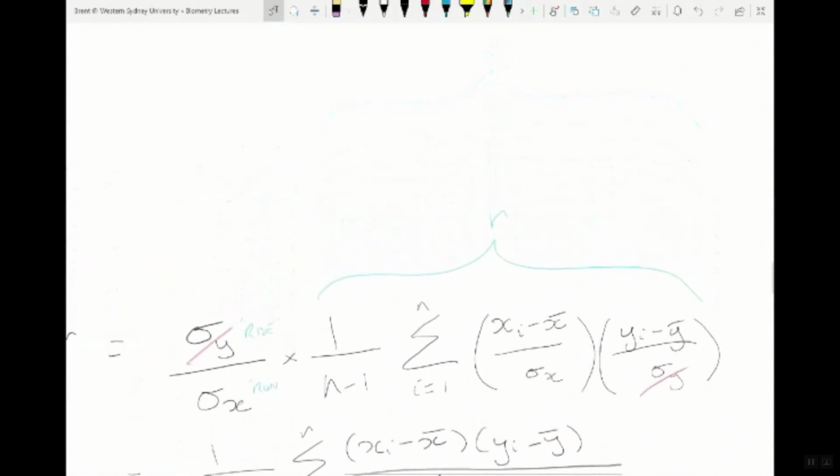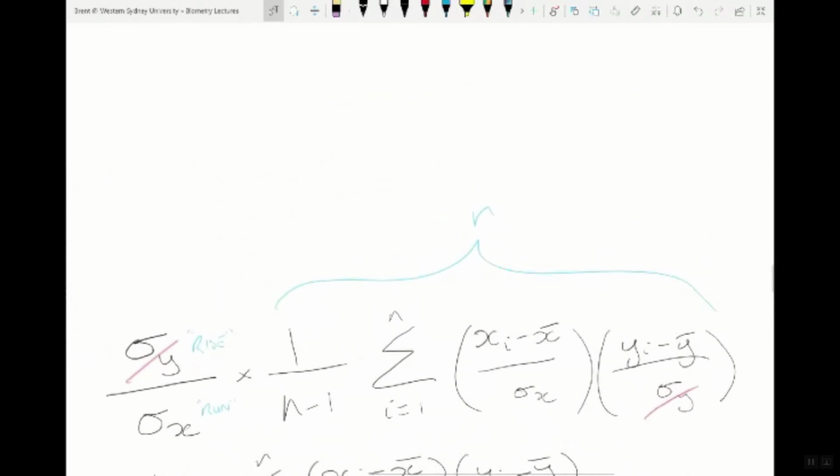So here I have the formula. Sigma y over sigma x, rise over run. And this whole thing here is just R, the formula for the correlation coefficient. Again, I've used the form where it's in terms of z-scores, because that's going to be easy to work with. Generally, I think this formula is just better for every single purpose.